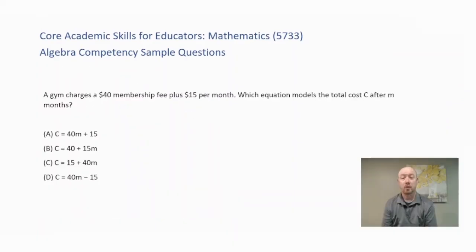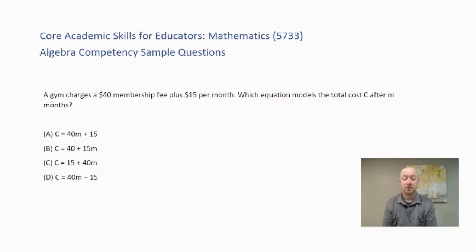A gym charges a $40 membership fee plus $15 per month. Which equation models the total cost C after M months? Is it A, C equals 40M plus 15, B, C equals 40 plus 15M, C, C equals 15 plus 40M, or D, C equals 40M minus 15?